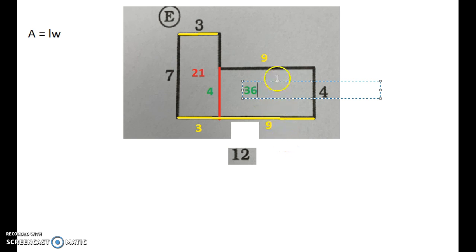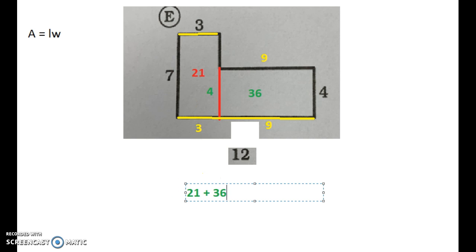36, right? And again, I'm not done. I have to add my two areas together. So I have 21 plus 36, which equals 57. Again, just like I had before. So it doesn't matter how you chop it up, as long as you chop it up into shapes that we can easily figure out. Remember, I had 9 and 48 on the other one, and this time I got 21 and 36, and it still adds up to 57 units squared.